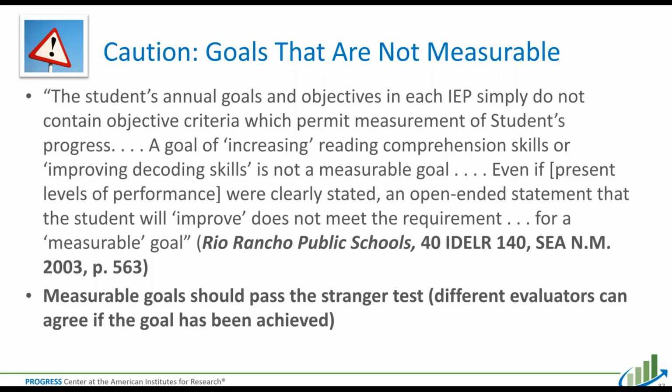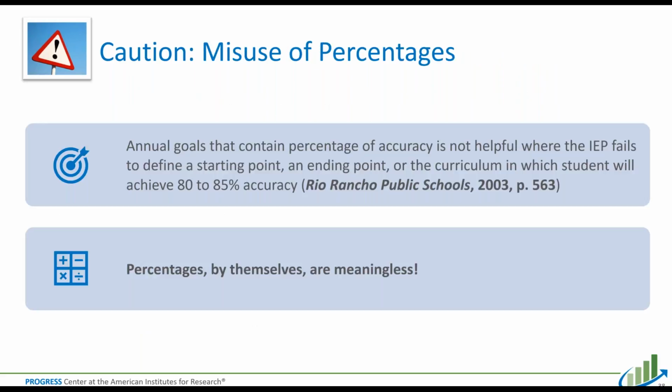Now, in the next slide, one of the things that I'm sure Chris has seen quite often, and I have, is the misuse of percentages. Annual goals that contain just a percentage are not helpful if the IEP fails to define a starting point and an ending point, or the curriculum or test in which a student will achieve that degree of accuracy. So percentages by themselves are meaningless. They need to be tied to something. They need to be tied to the baseline in the present levels of performance or some other measure.